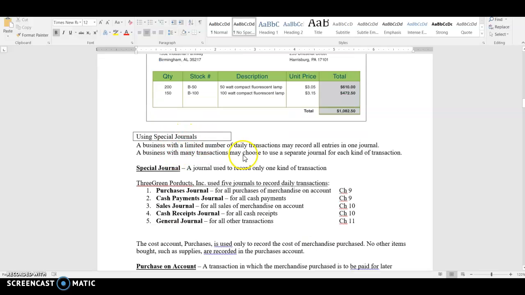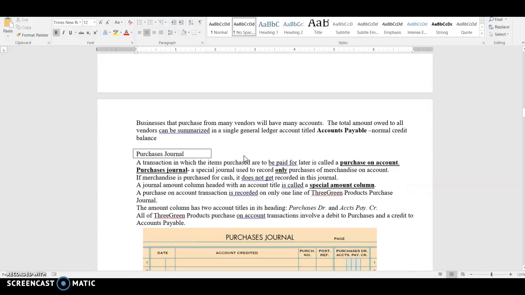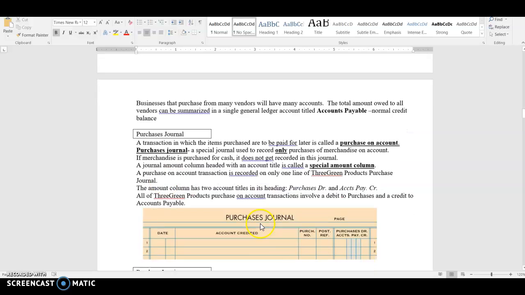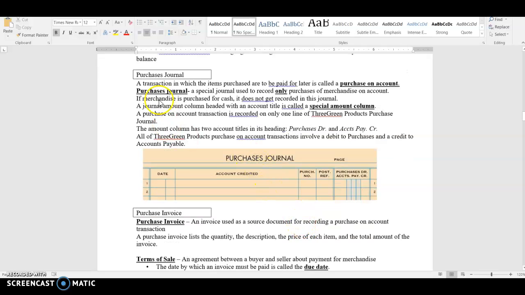We're going to learn about special journals in this chapter, and the main journal that we're going to learn about right now is called the purchase journal. So this is what it looks like. So far you've only really done transactions in a general journal. The purchase journal is going to be similar but different. We're going to record any purchases that we made on account.